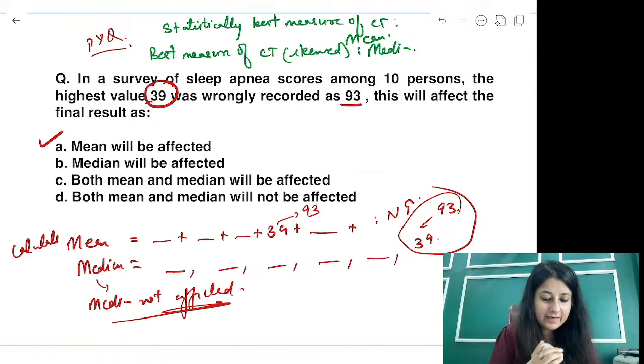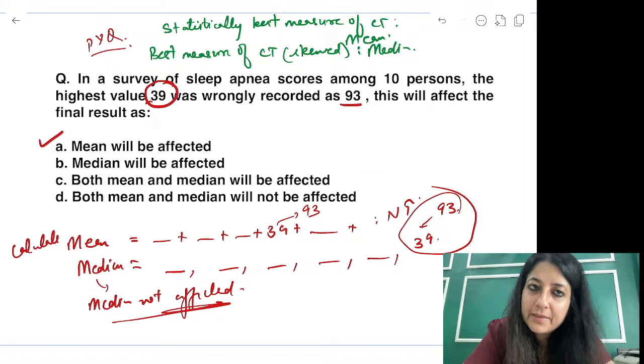Okay, everyone understood this topic, guys? Let's move ahead.